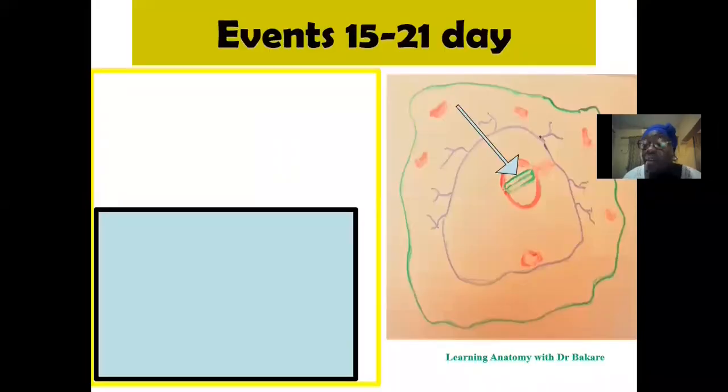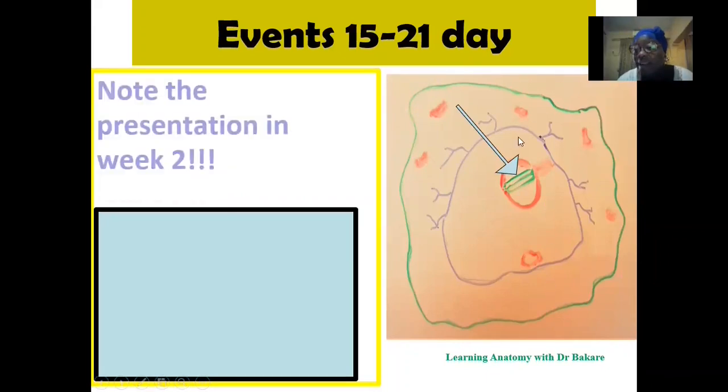The third week of embryonic development comprises events that occur between the 15th and the 21st day after fertilization. If we go back to the second week of embryonic development, we know that we have the establishment of the bilaminar germ disk, which is the formation of two germ layers, the epiblast and the hypoblast. So this is the configuration that we finally arrive at during the second week of embryonic development.